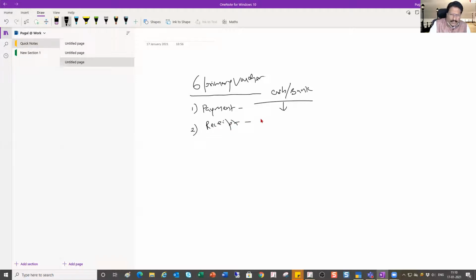Okay. The reverse of that. Whenever the balance of your cash or bank is increasing, it means the company is receiving money from various other persons or accounts. So you use a receipt voucher when the company is receiving money.